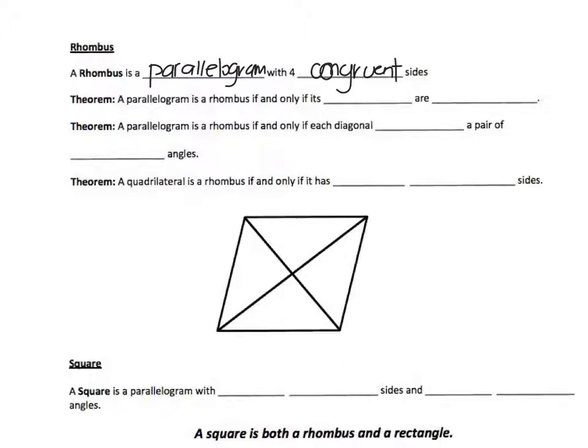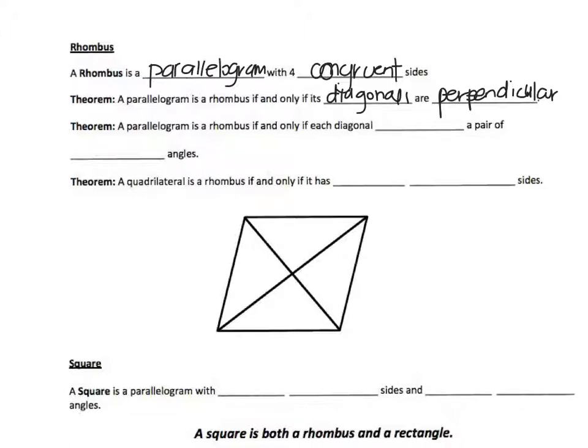So we have 3 theorems that have to deal with a rhombus. The first being that a parallelogram is a rhombus if and only if its diagonals are perpendicular. So what that means is not only do the diagonals bisect each other, but when they bisect each other, they form right angles at their intersection.